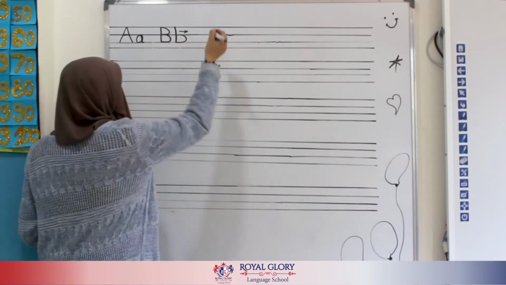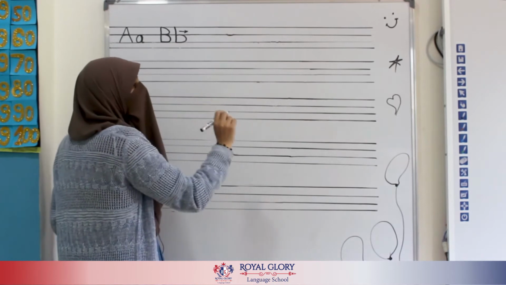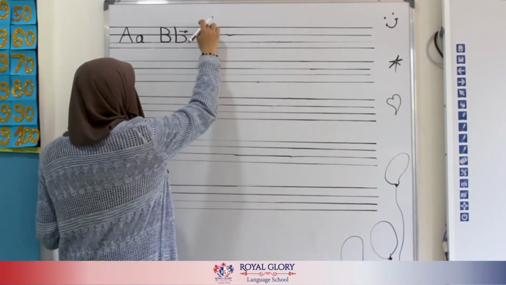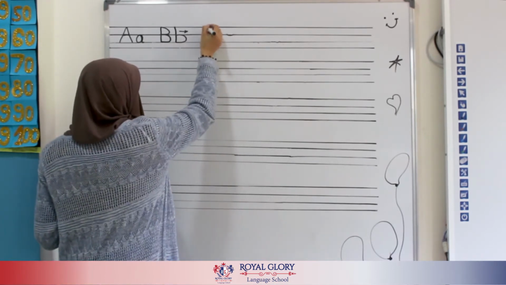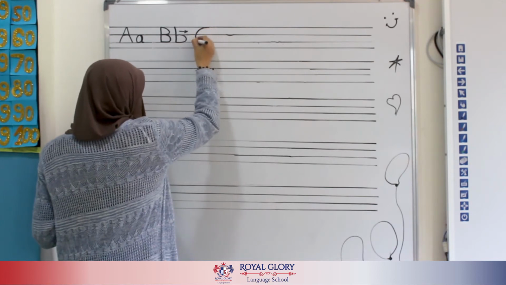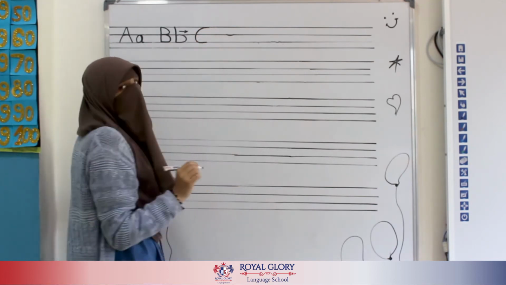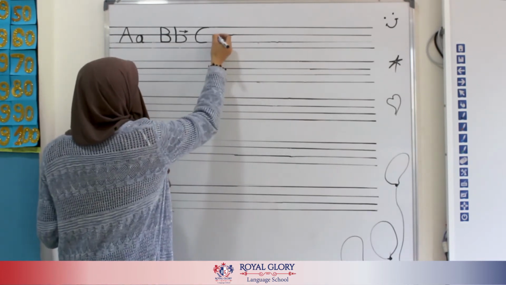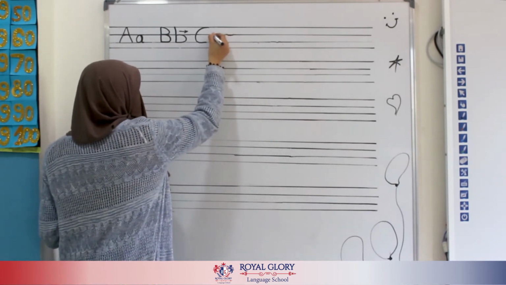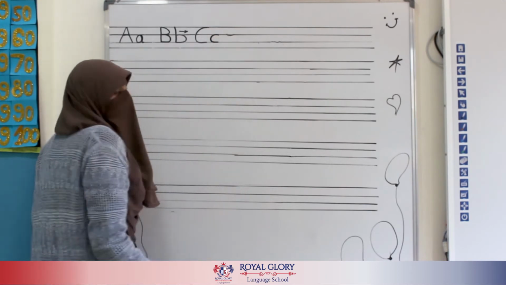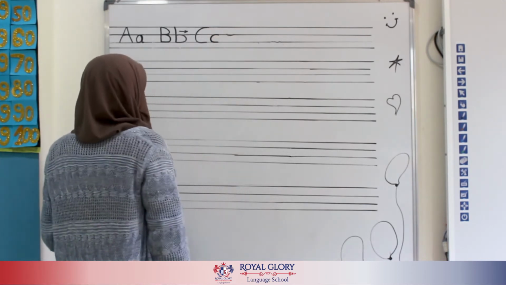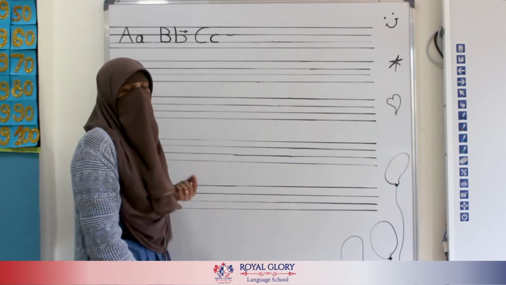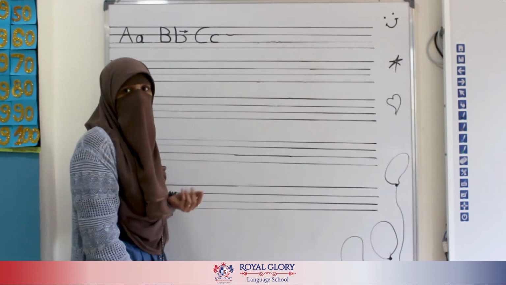Letter C, its sound is ku, like a car or cat. How to write it? Big half circle between line number 1 and line number 3, like this. The lowercase between line number 2 and line number 3, small half circle, like this. Ku. Okay.